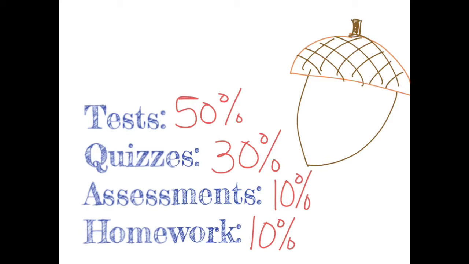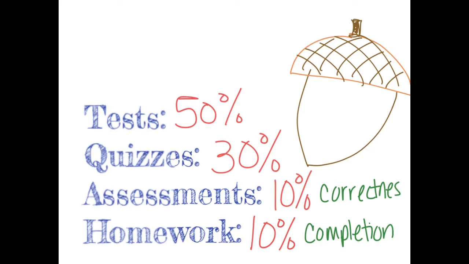In my classroom, the difference between assessments and homework is that homework is a completion grade, which means it is not graded for correctness, it's just completion. Assessments are graded for correctness, but they are a step down from quizzes because it might just be on one specific lesson. Quizzes are normally a lesson or two, and then tests are the entire unit.